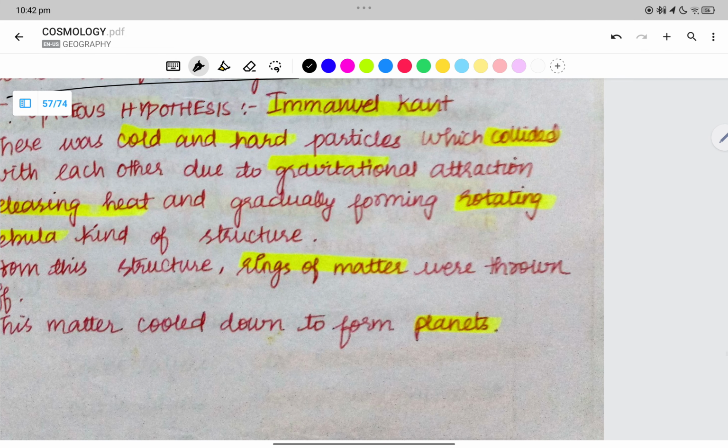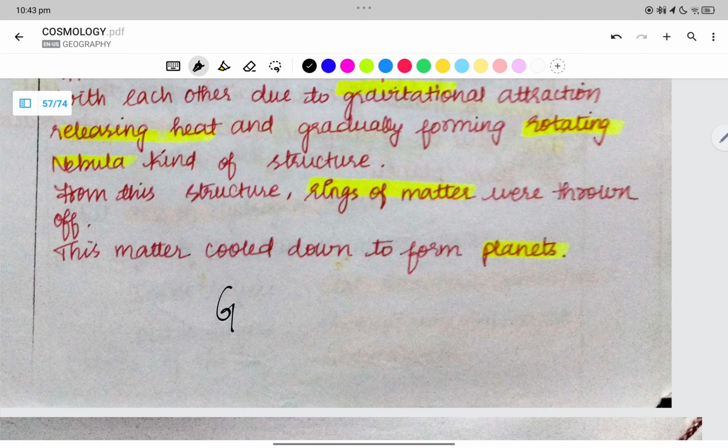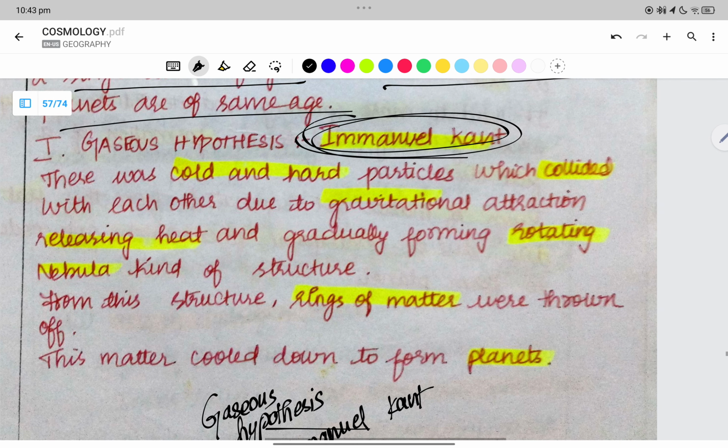Now what is the gaseous hypothesis? The gaseous hypothesis is by Immanuel Kant. So we have to remember that Immanuel Kant proposed the gaseous hypothesis.